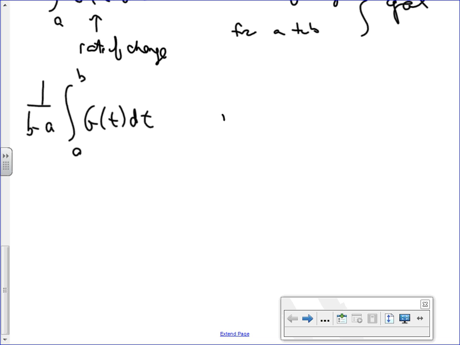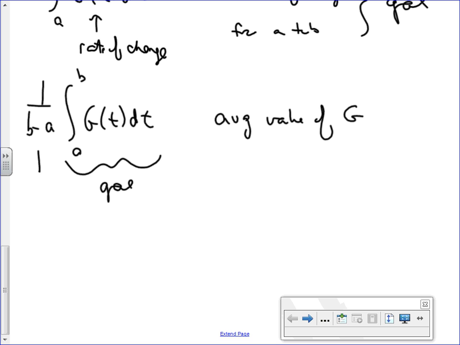That is the average value of what? Of g. You want to know what the units are? What are the units of this? Gallons. What are the units of that? 1 over minutes. So what are the units of this? Gallons per minute. This is the average value of the rate of change, or the average rate of change.